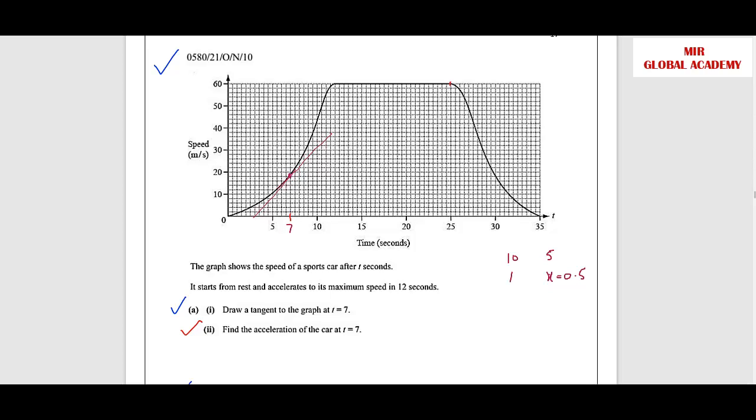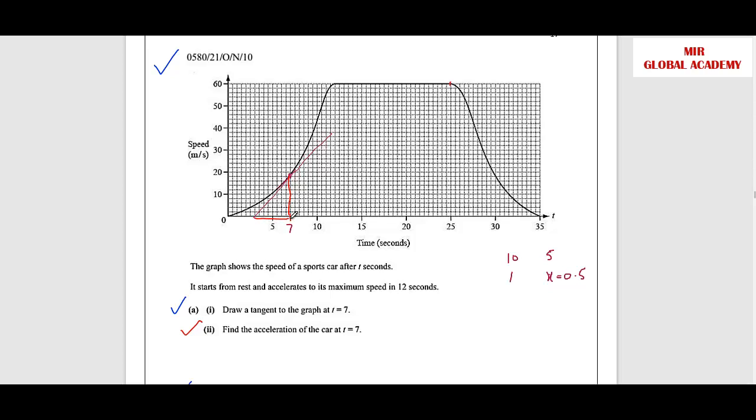Find the acceleration of the car at t is equal to 7. It is a speed time graph, and we have to find the acceleration at t is equal to 7. To find it, basically we have to find the gradient of this tangent line, just taking the rise over run. Take any 2 points of this straight line, wherever you like. Let me take this point and draw the rise, and this is the run.